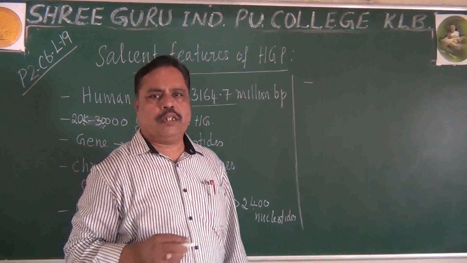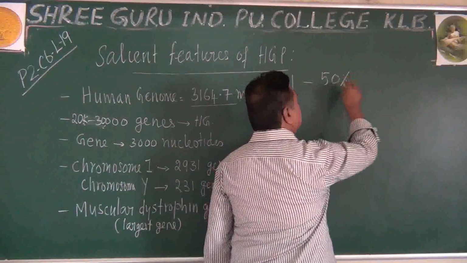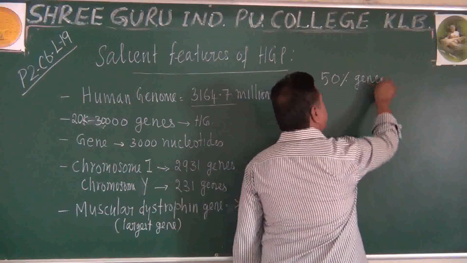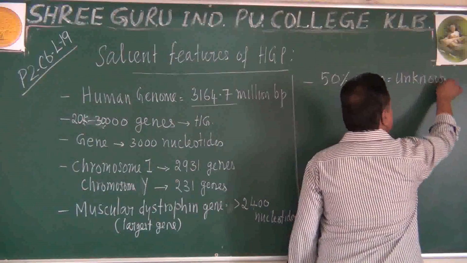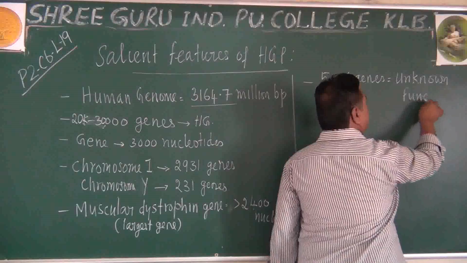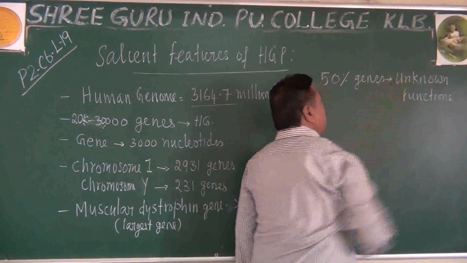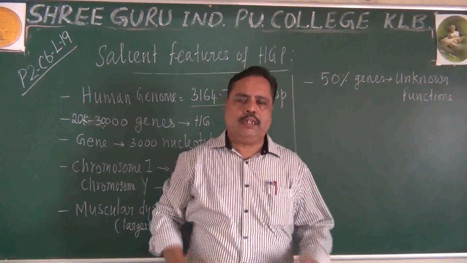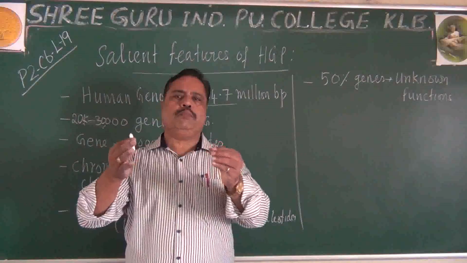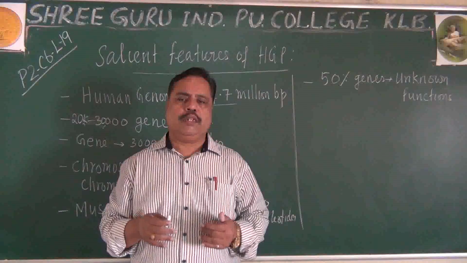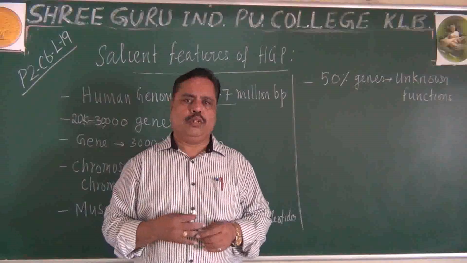Scientists have discovered that more than 50% of genes have unknown functions, they told here. 50% of our genes do not perform any function, or their functions are not yet discovered, we can say. We do not know why some 50% of genes are present in our cells or in our genome. Their functions are unknown, it is true.